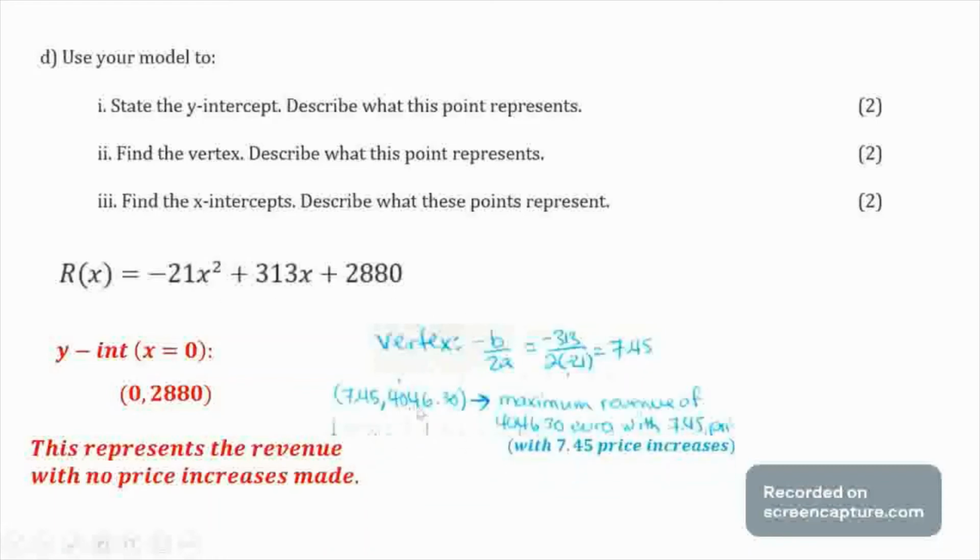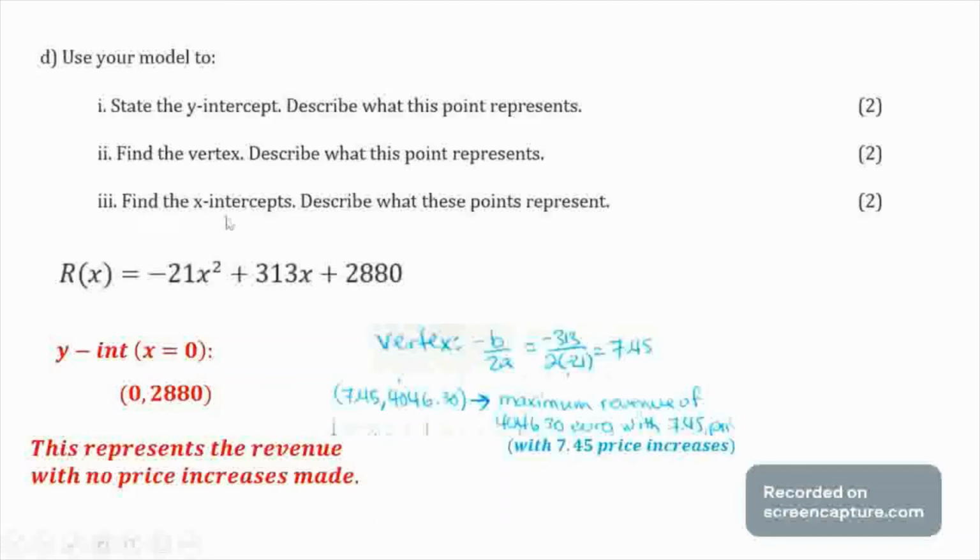That gives you a y value of 4,046.3. And what does that represent? It is the maximum revenue because the vertex is a max point. So maximum revenue of this amount, right? This is your revenue with 7.5 price increases.